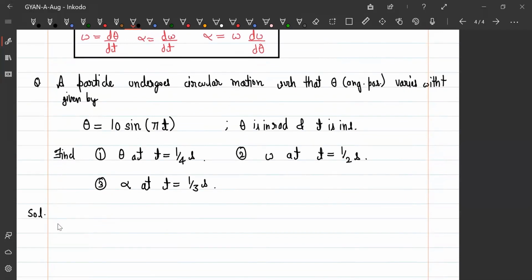Solve this. Differentiation याद रहना चाहिए. And remember यहाँ पे sin pi t है, सिर्फ sin t नहीं है, तो चेन रूल अप्लाई करेंगे. ओमेगा और अल्फा फाइंड आउट करने के बाद फिर t की वैल्यू पुट करना है.